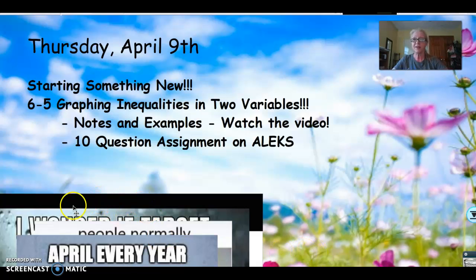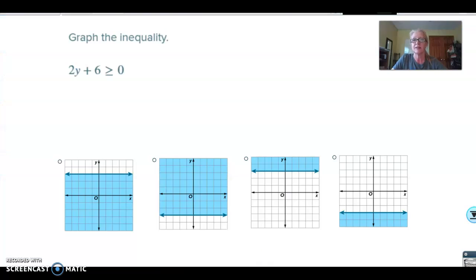Okay, so for your notes today, let's hop over to the examples. All right. So here we have graph the inequality. I started off with examples that just have one variable in them. Our new unit has two variables. We've graphed these on a number line before, but we've never graphed them on an XY coordinate grid. And so I want you to have an example of this.